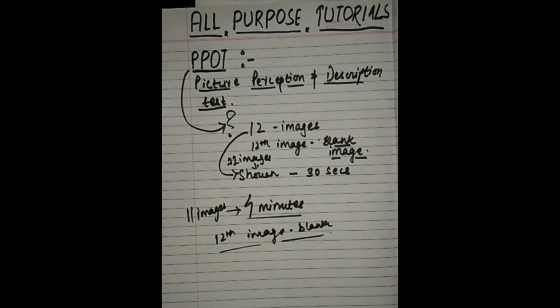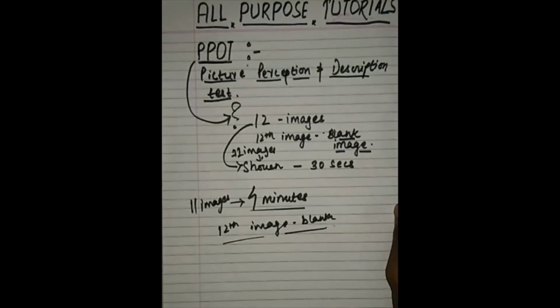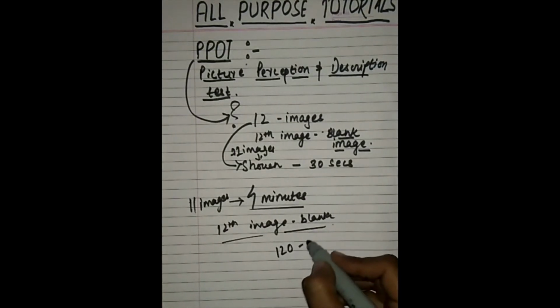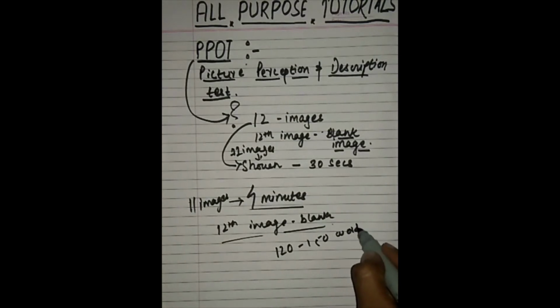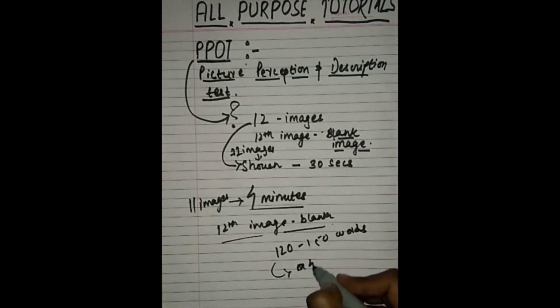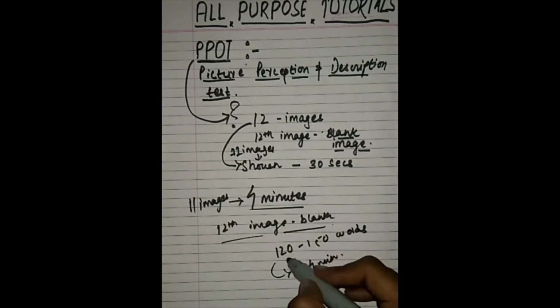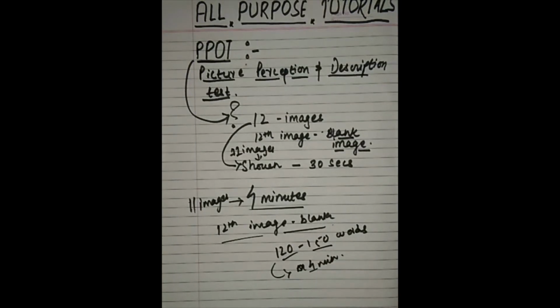Now, if you are giving the PPDT test, Picture Perception and Description Test, for the first time, then it would be very difficult for you to write 120 to 150 words in only 4 minutes. Yes, you have to write about 120 to 150 words minimum in 4 minutes about the images that have been shown to you. It is actually a very difficult task, because not every cadet has a writing speed of that much capacity.